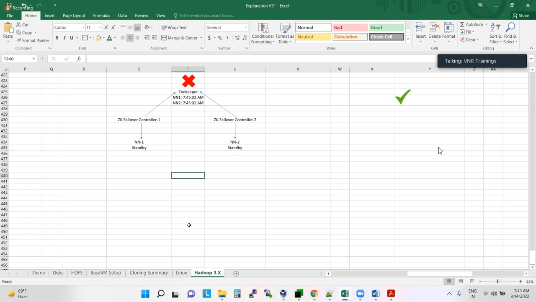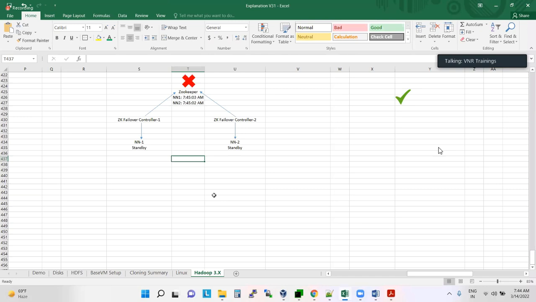So in this scenario, who has to make it active? When Zookeeper is not there, obviously that comes back to manual work, which should be done by the Hadoop admin. Will you agree with me? So that's manual work and should be done by the Hadoop admin.